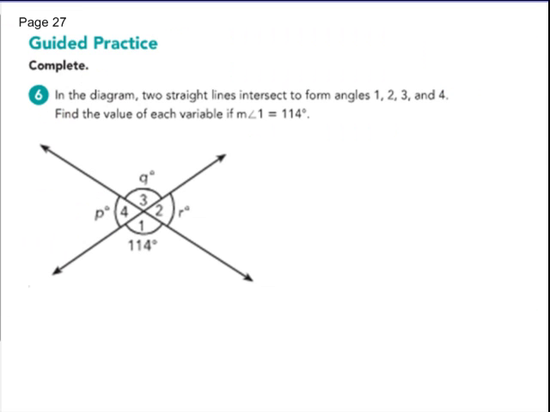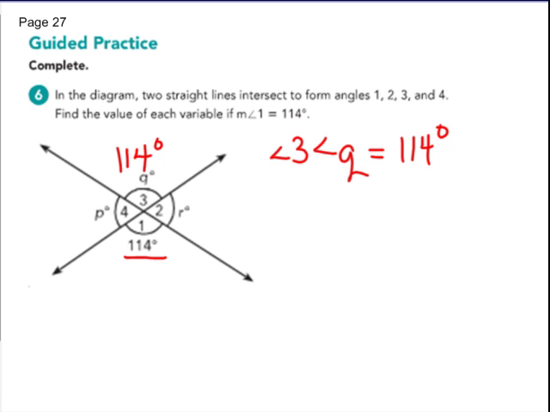So, okay, in the diagram, two straight lines form the 4 angles, 1, 2, 3, and 4, and then they give them letters again, P, Q, and R. I know 1 and 3 are vertical angles. So they have to be congruent. So angle 3, which is the same thing as angle Q, so Q has to also equal 114. This 114 has to match this 114. Vertical angles. And angle 2 and angle 4 also have to be equal.